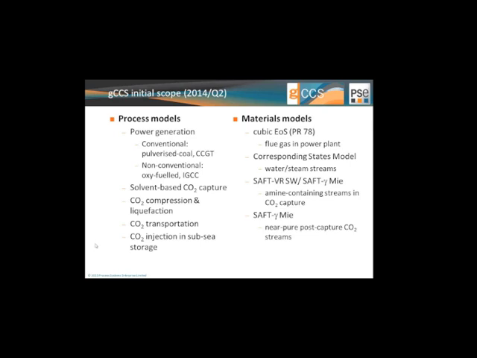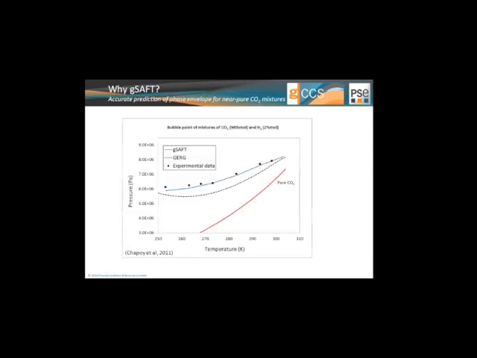Some of you might wonder why to go to this length for the physical properties calculation for these mixtures, particularly for near pure CO2 streams. I think the next slide will provide a clear indication as to why it is necessary to follow down this path. And what we can see here is the vapor pressure over temperature for pure CO2, and for a mixture, and these are the data points that are shown here as black squares, for a mixture of CO2 and 2% of hydrogen.